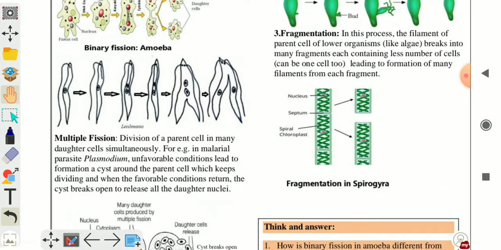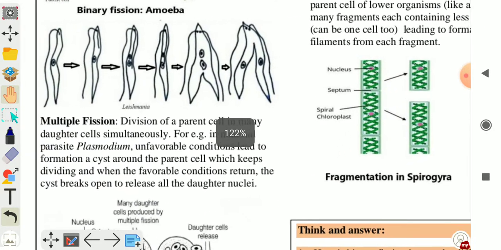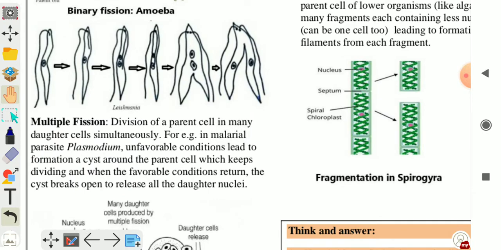Now, what is multiple fission? Division of a parent cell into many daughter cells simultaneously. If the parent cell is divided into more than two or many daughter cells simultaneously, this division is called multiple fission. For example, in the malarial parasite, Plasmodium, reproduction takes place by multiple fission.